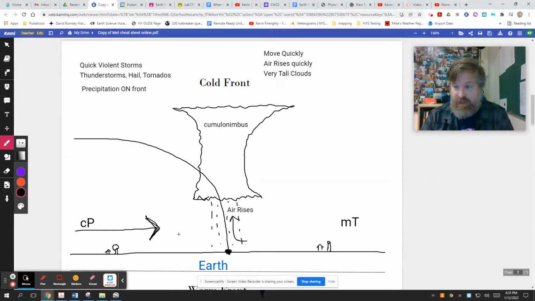But then the whole thing moves on. And then when it's past you, you're going to be back into clear air and hopefully a little cooler and less humid. These can be a relief on those hot, humid days, even if you got to deal with a little thunder and lightning. Okay? There you go. That's cold fronts.